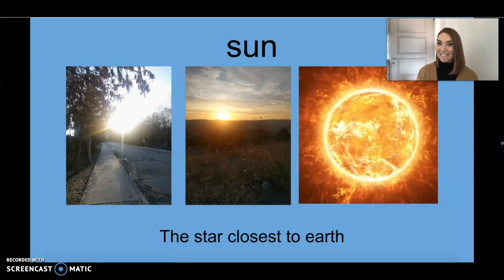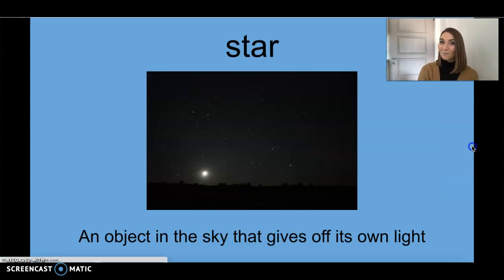One thing that I see is the sun. The sun is the star closest to Earth. Now I know what you're thinking. Hold up, Miss Rossman. A star? I see stars at nighttime. Boys and girls, the sun is a type of star.